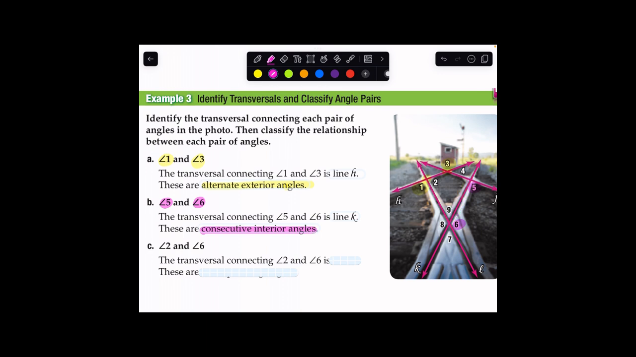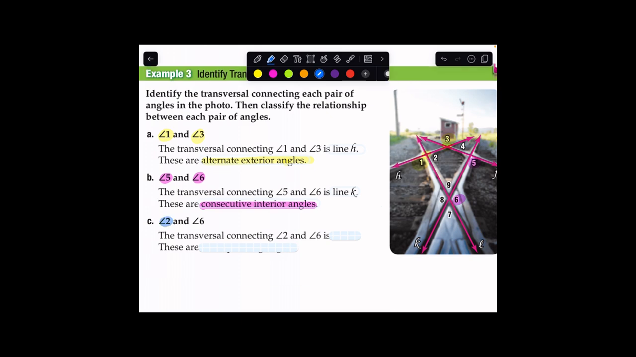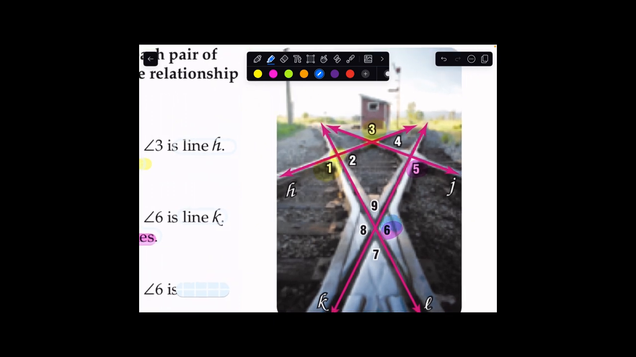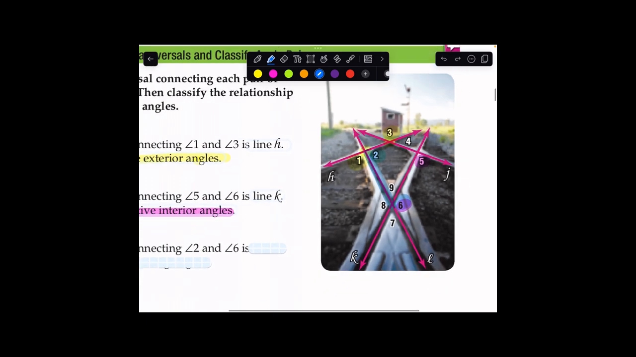Okay, last one, we'll go blue. Angles 2 and 6. We had 6 before. Here's angle 2. Connect those vertices, 2 and 6 right there. Continue that down. That's line L. So the transversal of 2 and 6 is line L.